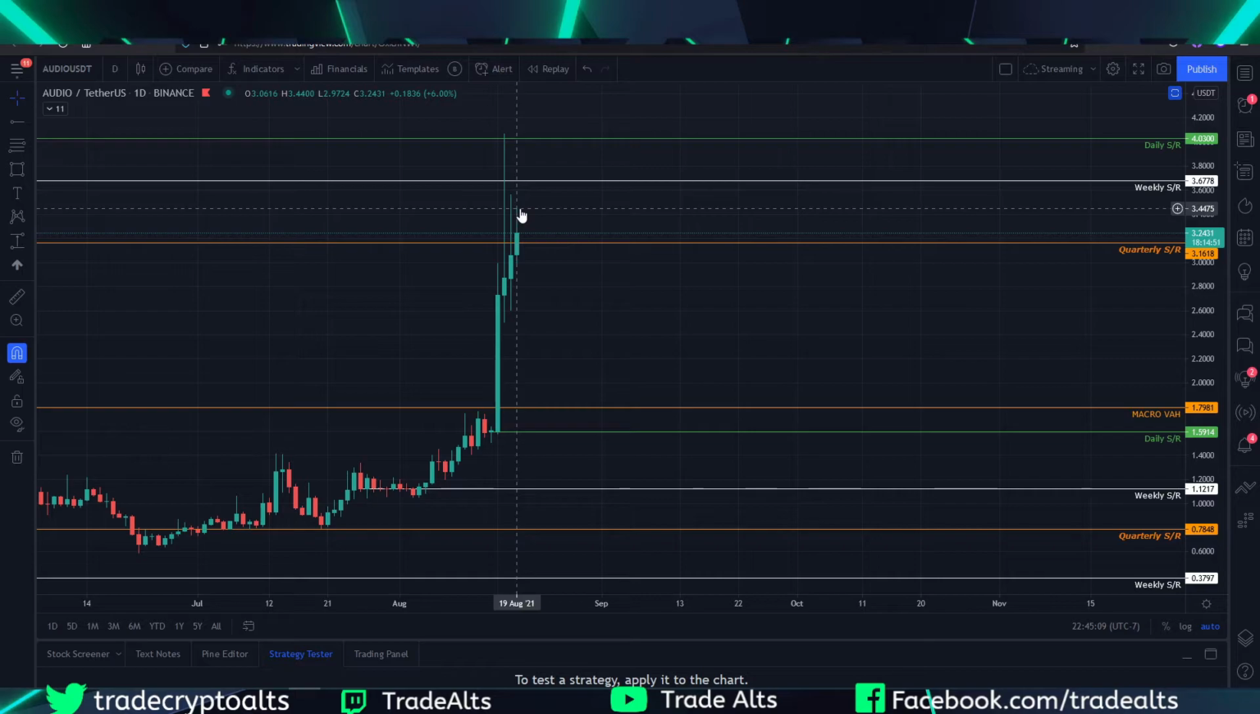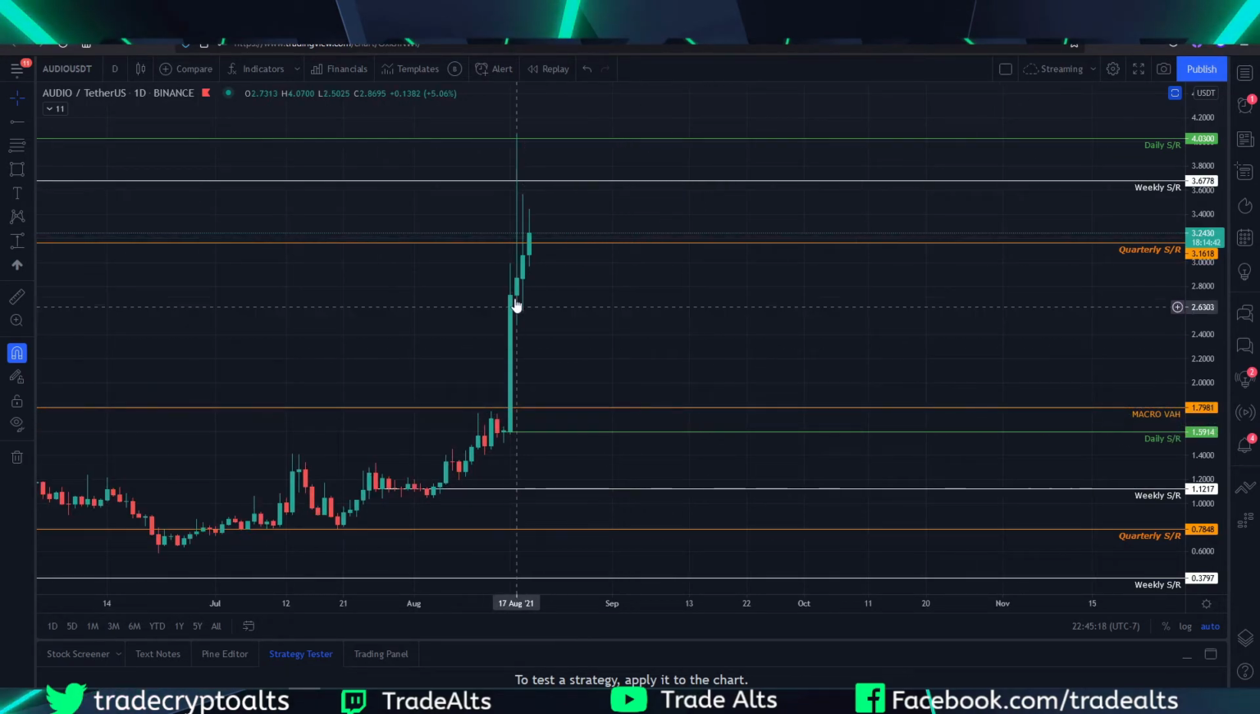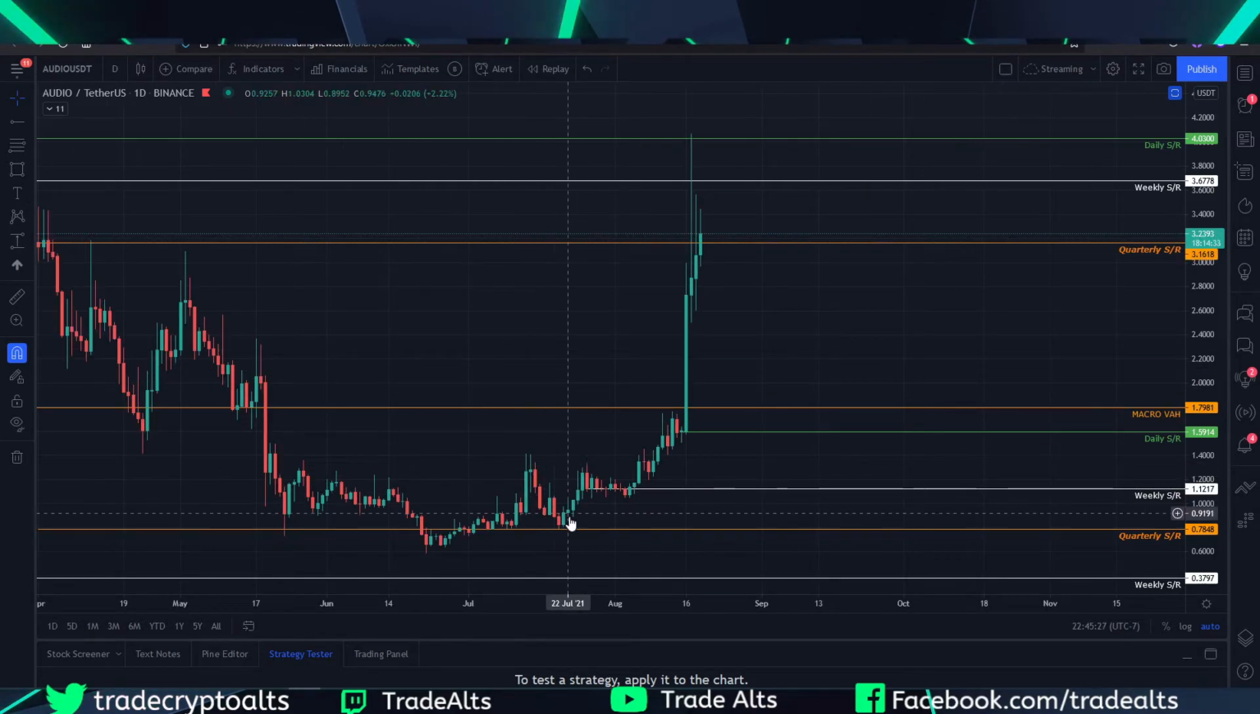But think about what this would look like if you retrace all the way back to this daily. You would retrace this entire pump. Think about that. Wouldn't look very good, would it? But again, on low time frames, this is something to think about. There's just not a lot of support that's being built up on this move. It's like grinding moves like this.